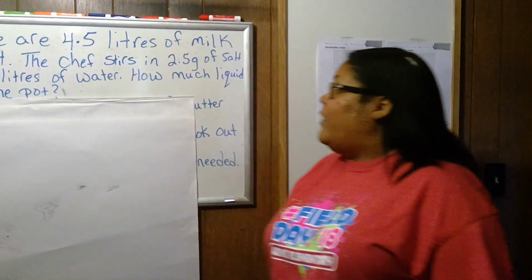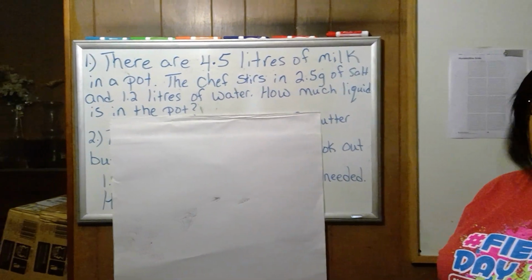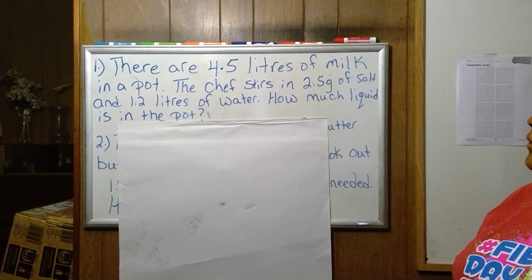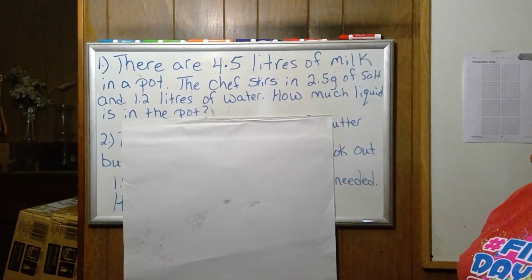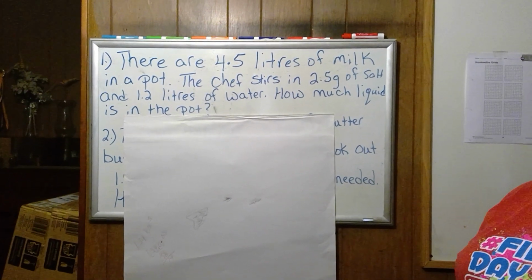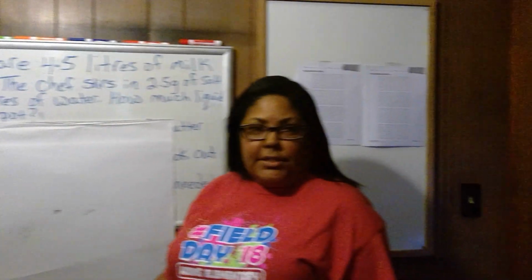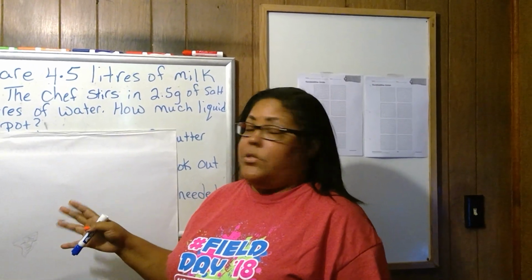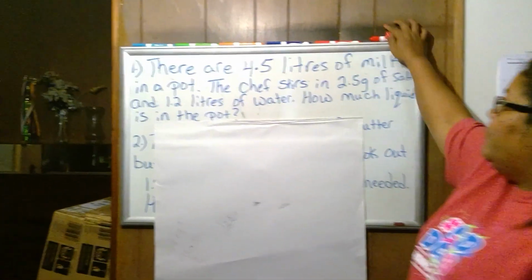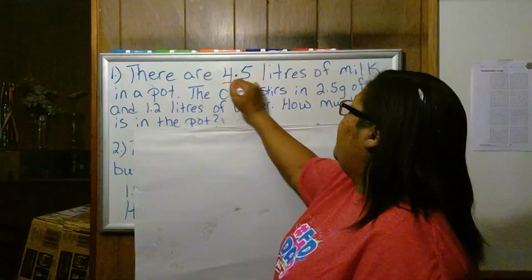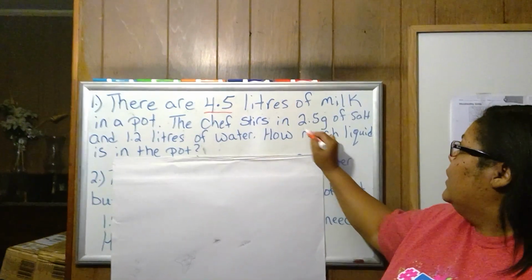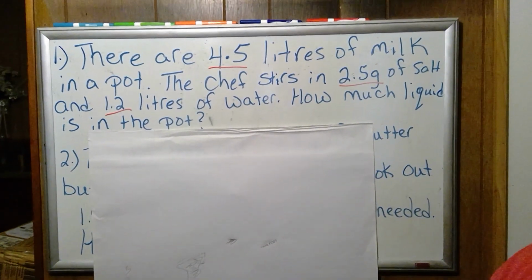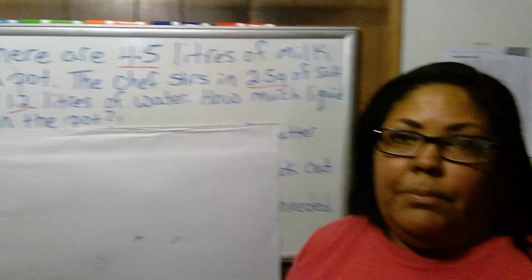There are 4.5 liters of milk in a pot. The chef stirs in 2.5 grams of salt and 1.2 liters of water. How much liquid is in the pot? As I tell you when we're using CUBE, what are my numbers? My numbers are 4.5, 2.5 grams, and 1.2 liters. So we're going to take those numbers.